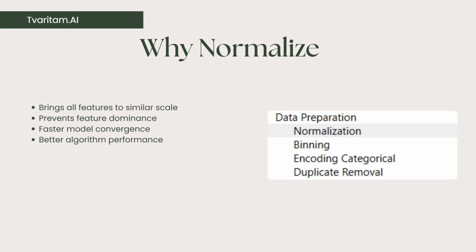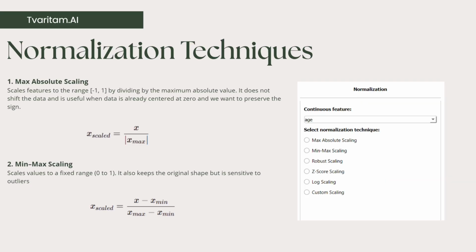One important point to remember is that tree-based algorithms such as decision trees, random forest and XGBoost are generally insensitive to feature scaling. This is because they split data based on thresholds rather than distances, so normalization is usually not necessary for these tree-based models. Now moving forward with different types of normalization techniques, the first technique is max absolute scaling.